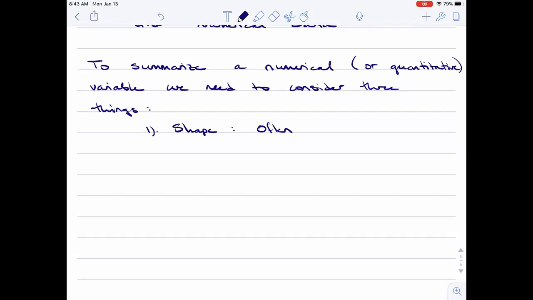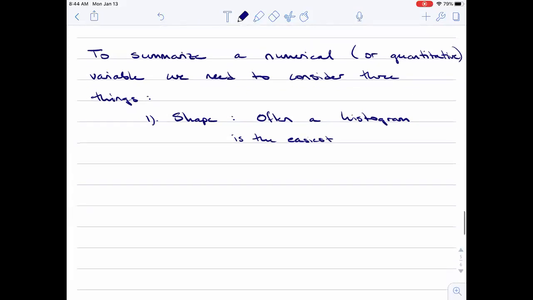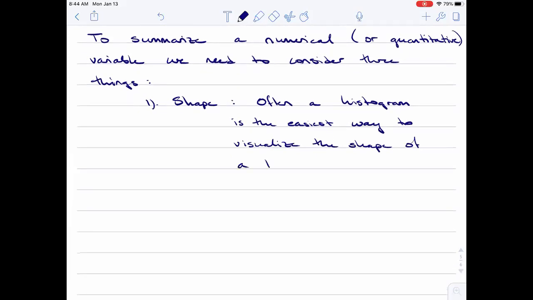So often, a histogram, which I'll show you in a bit, is the easiest way to visualize the shape of a distribution.